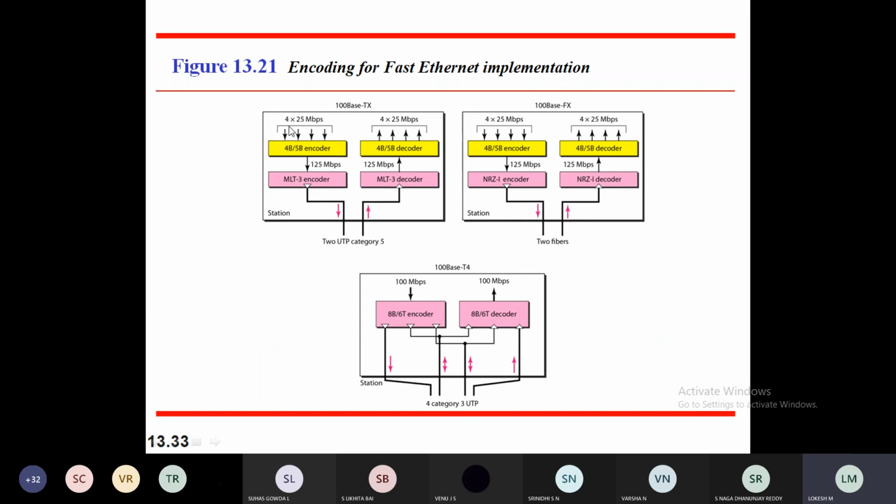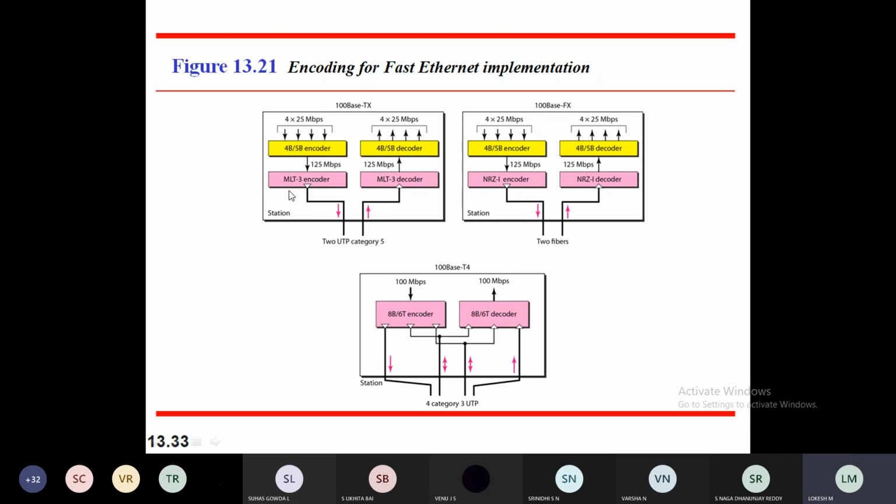Category 5 UTP cables are unshielded, which means they are not covered with any insulation, any plastic or other material. A 4B/5B encoder will be used, which combines to 125 Mbps. That is, 100 plus one more 25 Mbps for the 5B, so in total we have a 125 Mbps transmission rate.